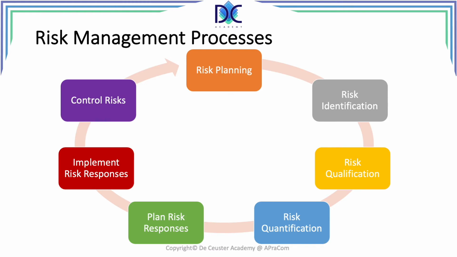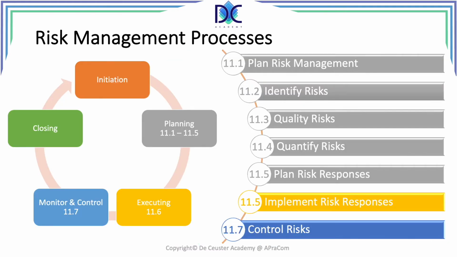Now it's very important to see how these different processes of risk management are related to the project management process steps. There is nothing in initiation, and in planning, we have 5 different steps. So we have plan risk management, identify risks, qualify risks, quantify risks, plan risk responses. Then we go to execution, where we are going to implement the risk responses, and in monitoring and controlling, we will be controlling the risks.